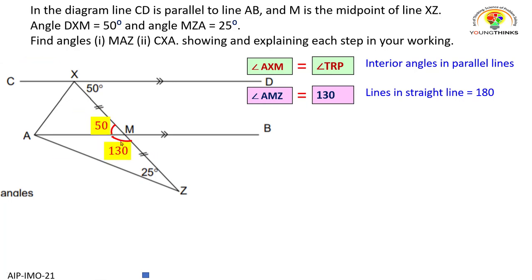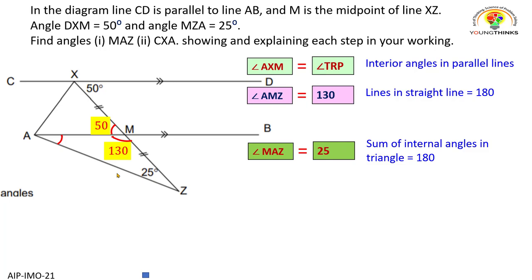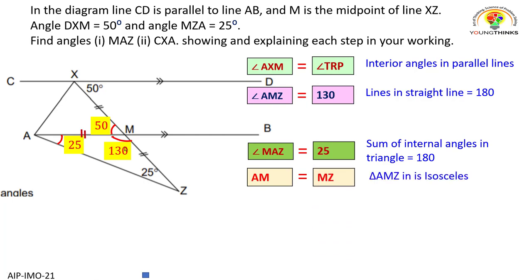Now, if you look at this triangle AMZ, the sum of all three angles is 180. 180 minus 130 and minus 25 will give you this angle MAZ as 25 as well, which makes a 25 here and a 25 here, which makes this triangle isosceles. And so AM and MZ are both equal. AMZ is going to be an isosceles triangle.